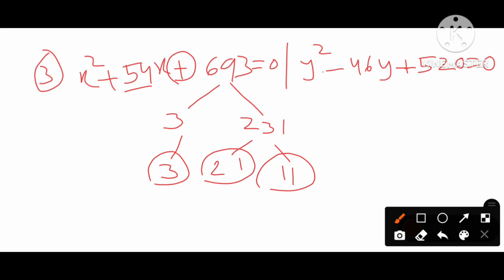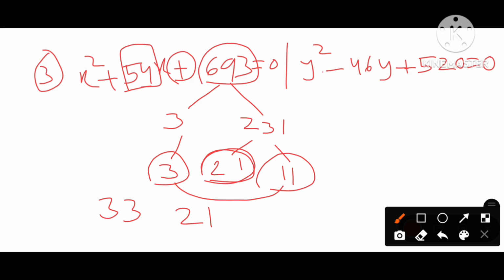So here 11 into 3 times, which will be 33, and 21. The multiplication of these two, 33 into 21, we get the value of 693, and the sum of these two, 33 plus 21, we get the value of 54. So 33 and 21 are the roots. Plus and plus means both the signs are negative. Next, in this y equation, here we have 520. I know 13 4 times is 52, and we see another 10. So let's write that 10 as 5 into 2.